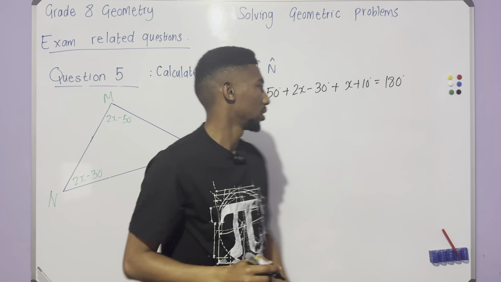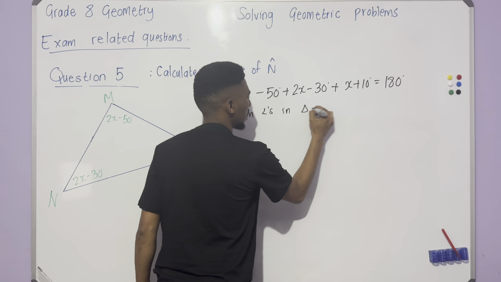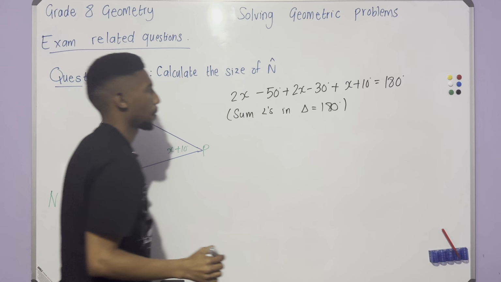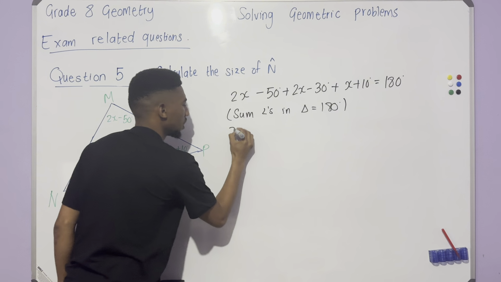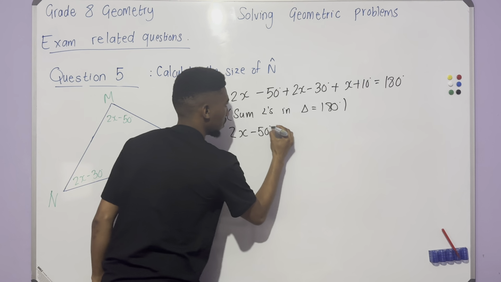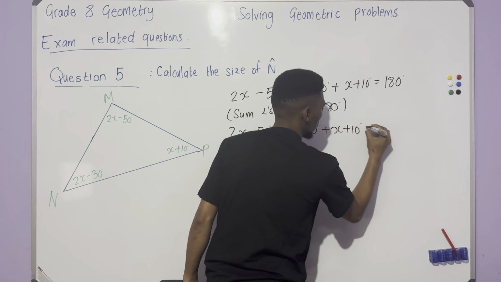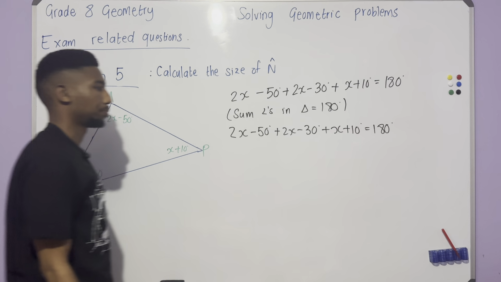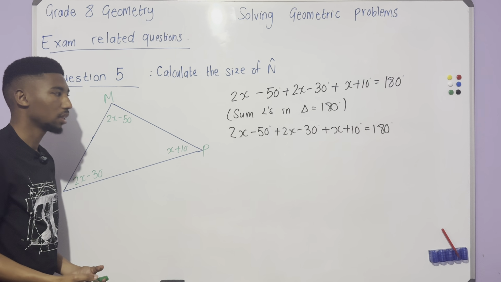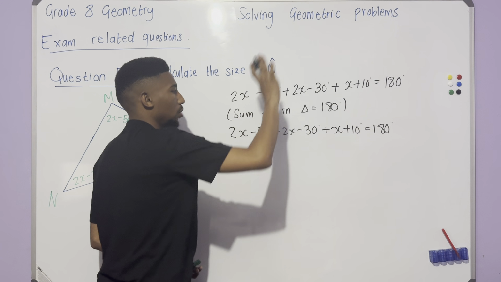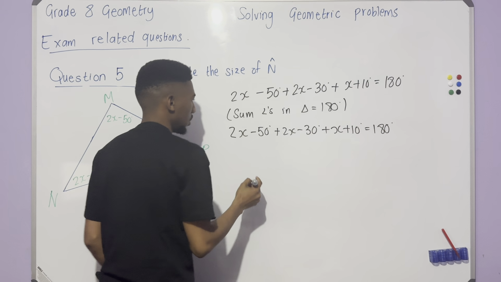Again, please don't lose a mark for your reasoning. Sum of angles in a triangle equals 180 degrees. From this, we have an equation, so we can rewrite that equation. 2x minus 50 degrees plus 2x minus 30 degrees plus x plus 10 degrees equals 180 degrees. Again, we're going to keep our x's to the left side, and we're going to take all the numbers to the right side by writing the inverses on that side of the equation.